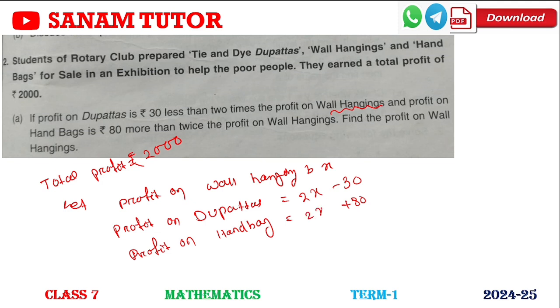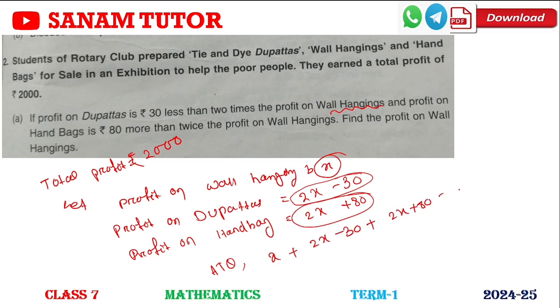Okay, so according to the question we can write: total profit is given, that means profit on wall hanging plus profit on the dupattas plus profit on the handbag equals 2000. Yes or no? So x plus 2x minus 30 plus 2x plus 80 must be equal to 2000. Yes or no? So x plus 2x plus 2x, that is 5x. So 5x plus 80 minus 30 equals 2000, that is 5x plus 50 equals 2000.